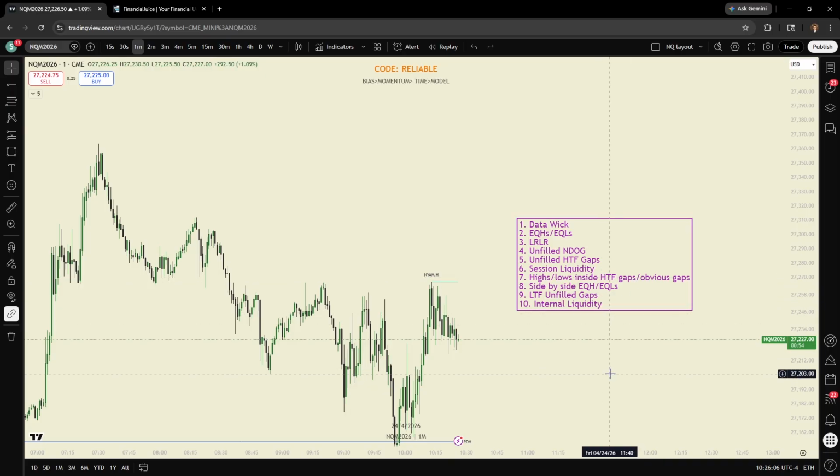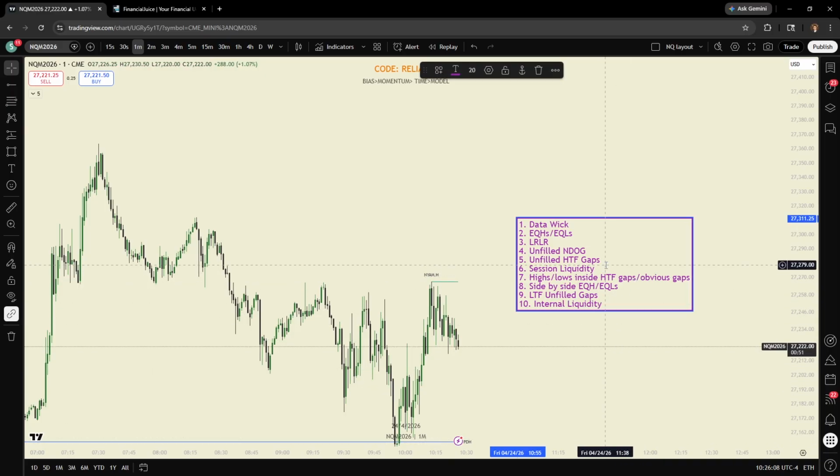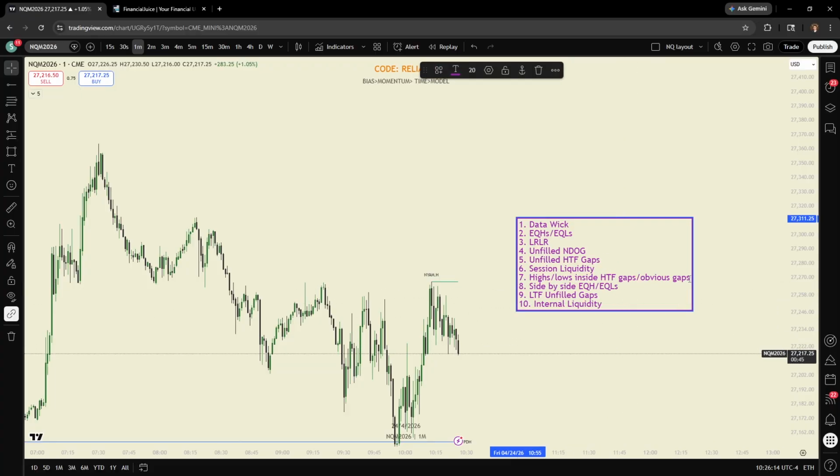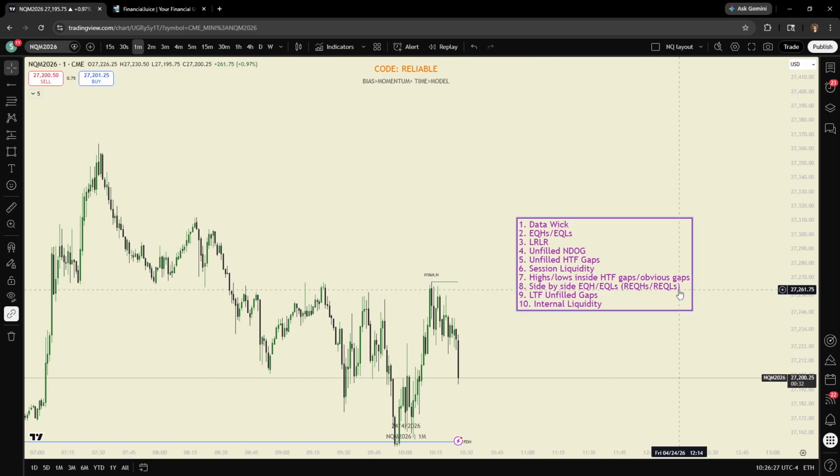Relative equal highs slash lows. Oh, true. Relative equal highs slash lows, I would put. I'll explain. But the normal ones that you're talking about, I'd probably put in the same category as here. Okay. LRLR, low resistance liquidity run, exactly.